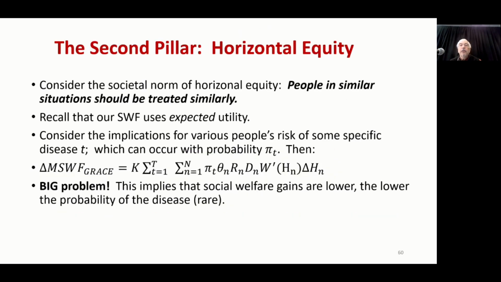Now, the second pillar of support for rare diseases is what I'm going to call horizontal equity. Horizontal equity simply says that as an ethical principle, people who are in similar circumstances should be treated similarly. How many of you in the room think that's a good idea? People in similar circumstances should be treated similarly. Raise your hand if you think that's a good idea. Yeah. Okay, that is the concept of horizontal equity.